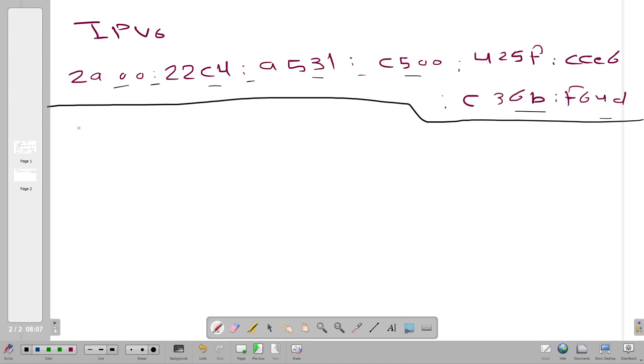Of course, we can do conversion between IPv4 and IPv6. So you can convert one into another form, or convert IPv6 to IPv4 addresses.